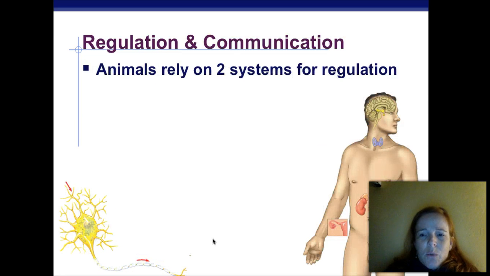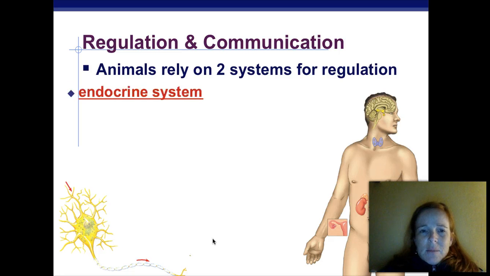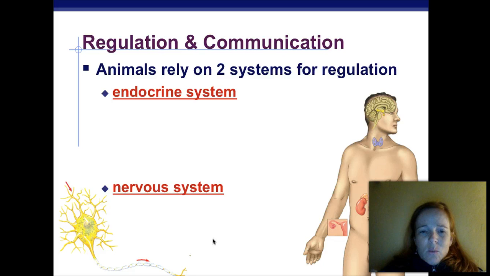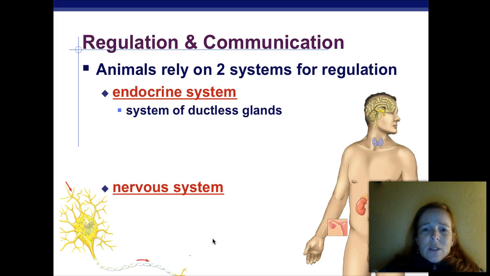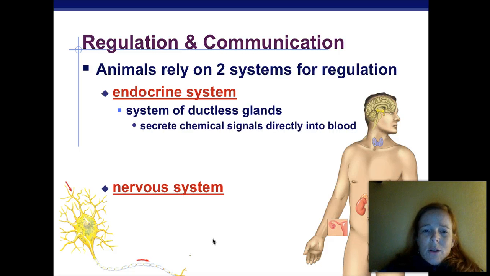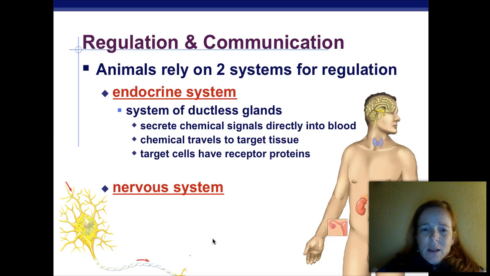Okay, so when we talk about regulation and communication, we're relying on two main systems, the endocrine system and the nervous system. We have already talked about the nervous system in terms of homeostasis and regulation. The endocrine system has ductless glands, so we're secreting chemical signals directly into blood. We're not requiring vessels to do so. We go directly to the tissue. We go right to the target cells using receptor proteins, and it has a slow, long-lasting response.